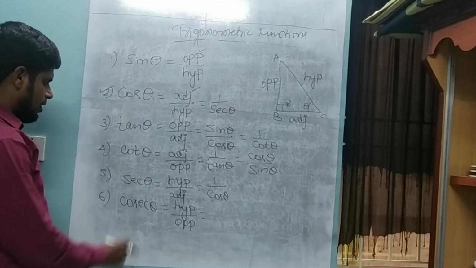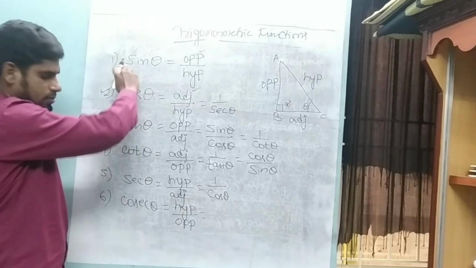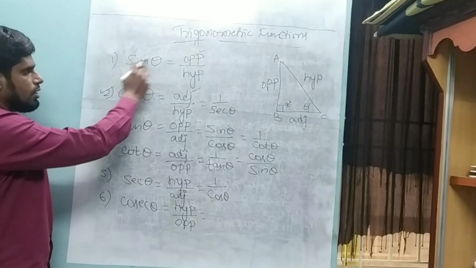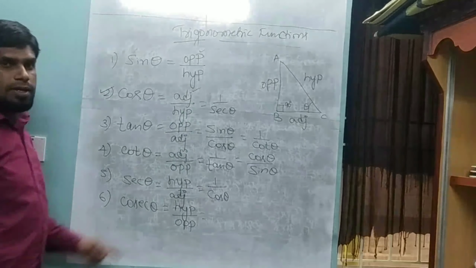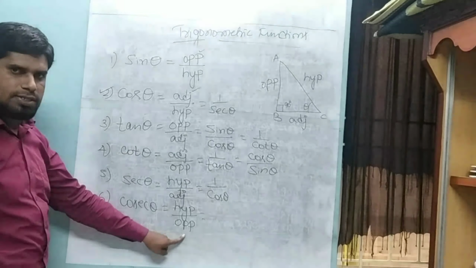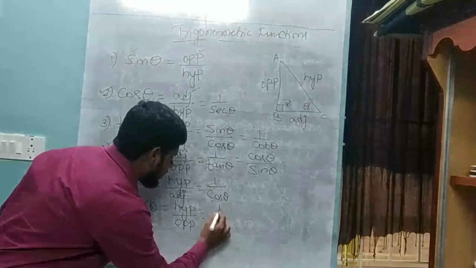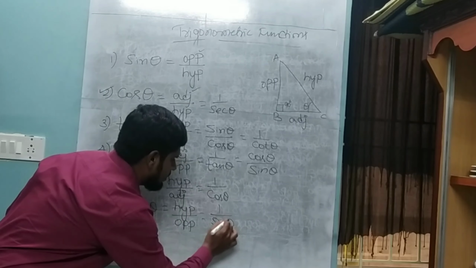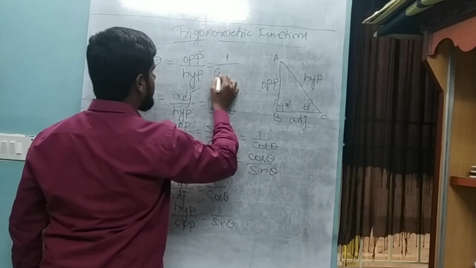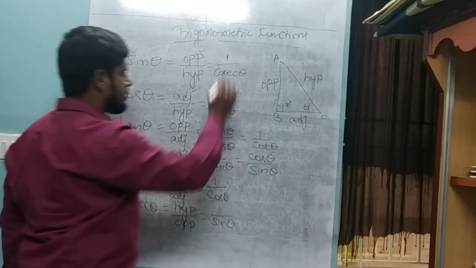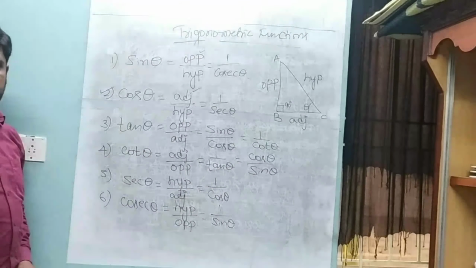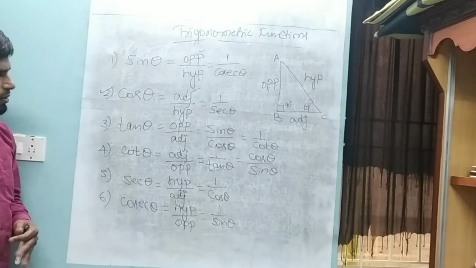Student, if I compare the last and the first one, the last one is cosecant theta and the first one is sin theta. Both are reciprocal to each other, because sin theta is opposite side by hypotenuse and cosecant theta is hypotenuse side by opposite side. So cosecant theta can also be written as 1 by sin theta, and sin theta can also be written as 1 by cosecant theta. Student, these are the definitions of 6 trigonometric functions, which are very, very important.